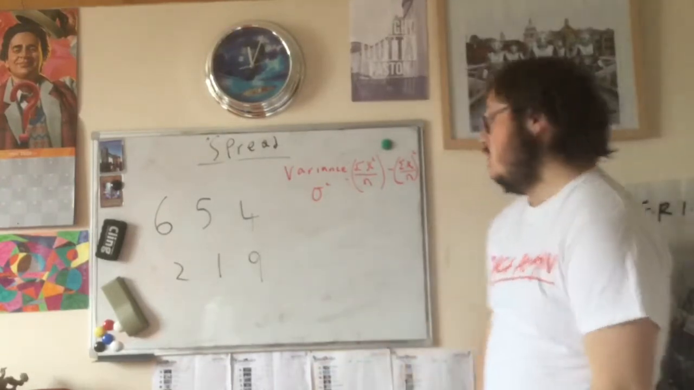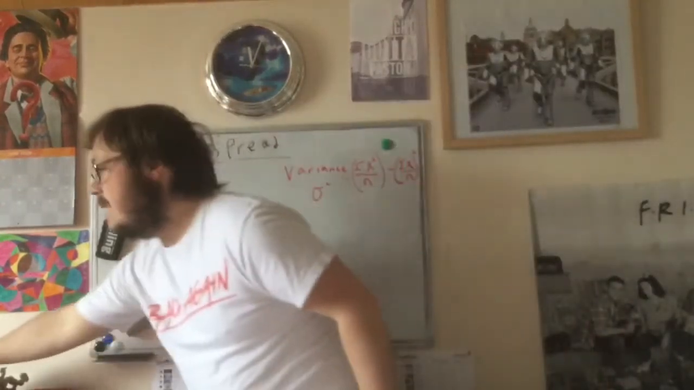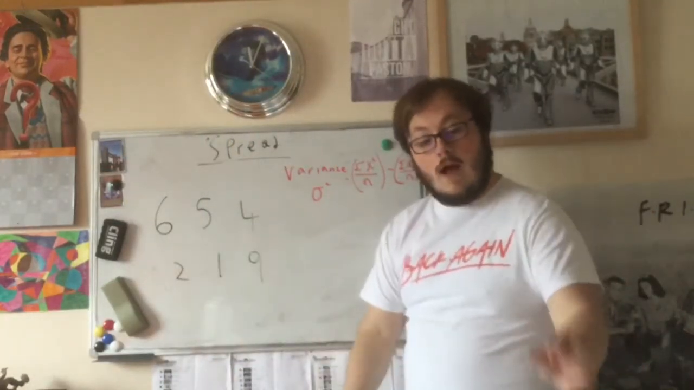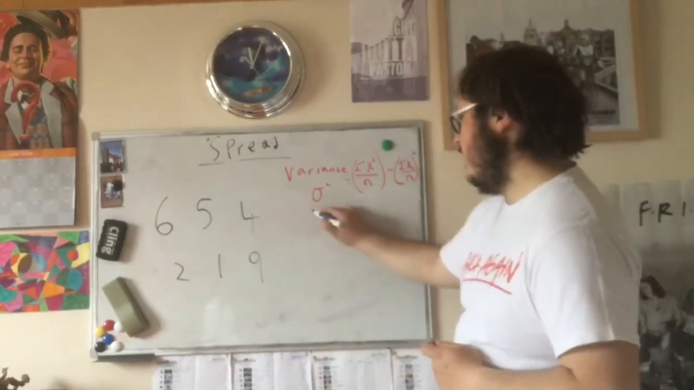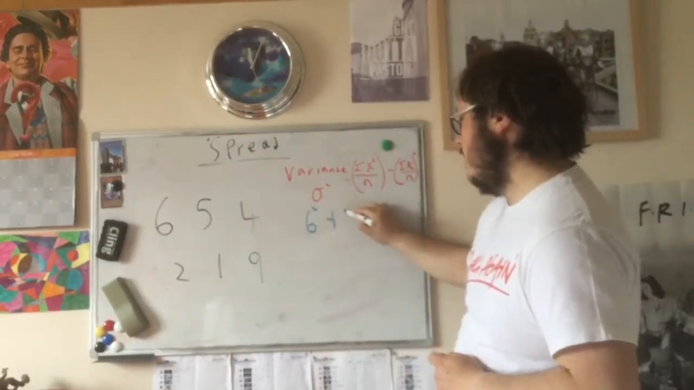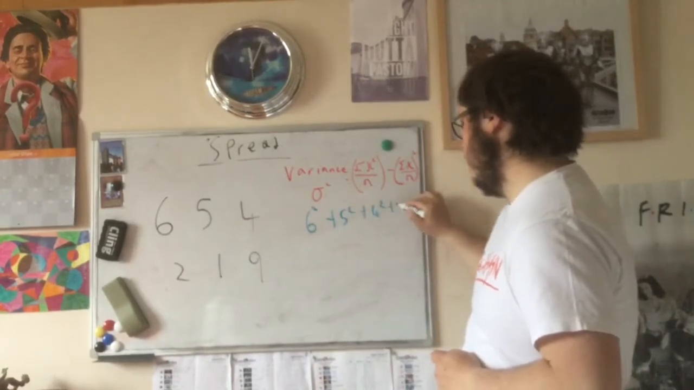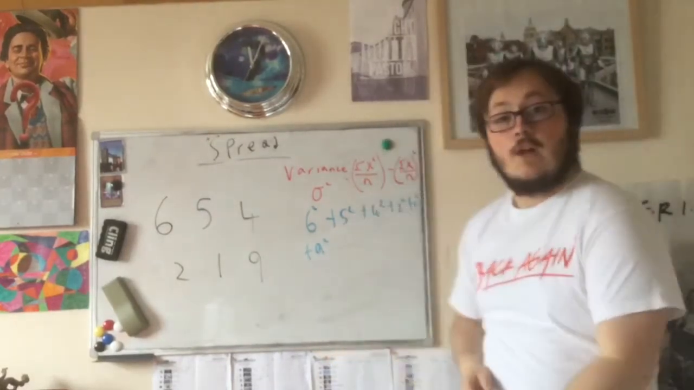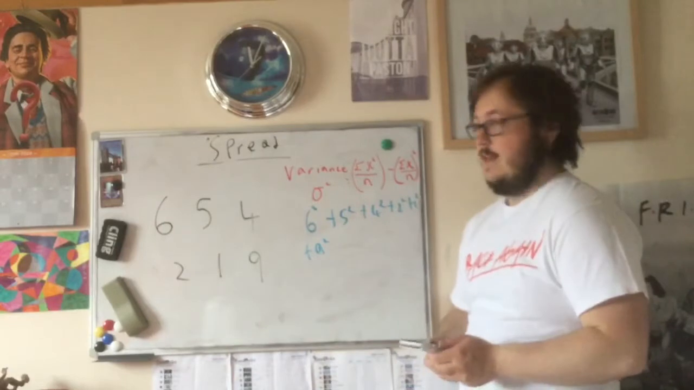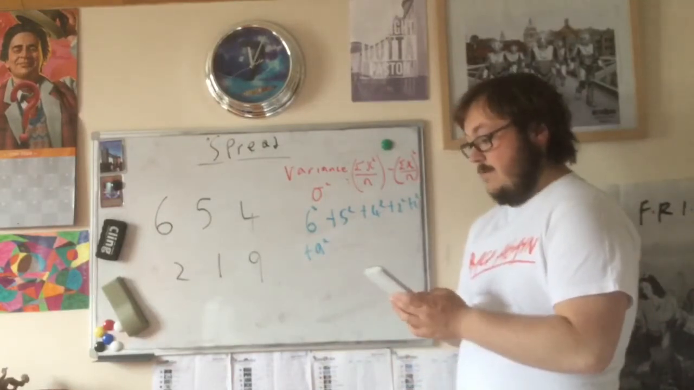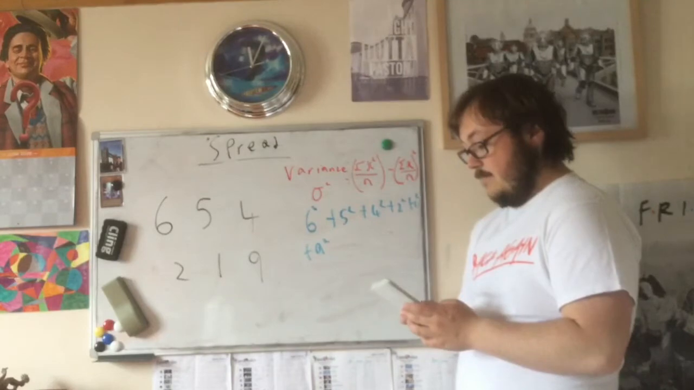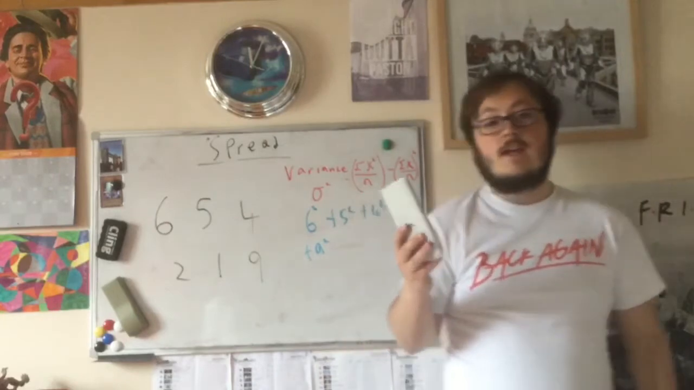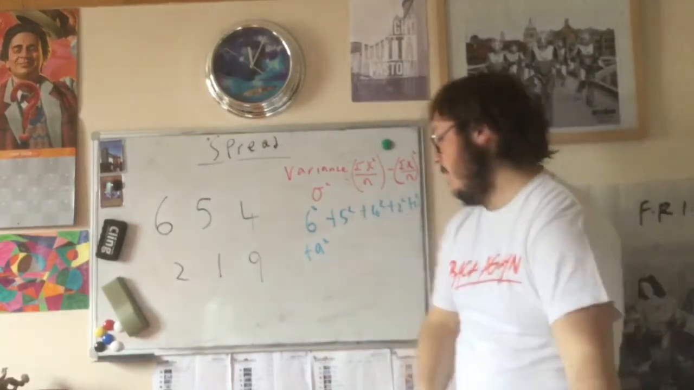So the first thing we have to do to find the mean of the square is we have to add together all of these numbers, but these numbers all have to be squared. So instead of 6, it's 6 squared plus 5 squared plus 4 squared plus 2 squared plus 1 squared plus 9 squared. So we have to add all of those together. So let's do it. Well, you will need your calculator. 6 squared is 36, plus 5 squared is 25, plus 4 squared is 16, plus 2 squared is 4, plus 1 squared is 1, plus 9 squared is 81. That will get us a total of 163.